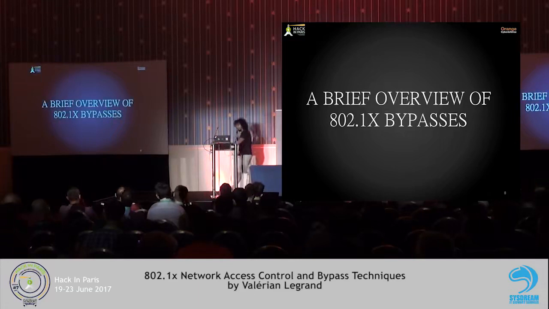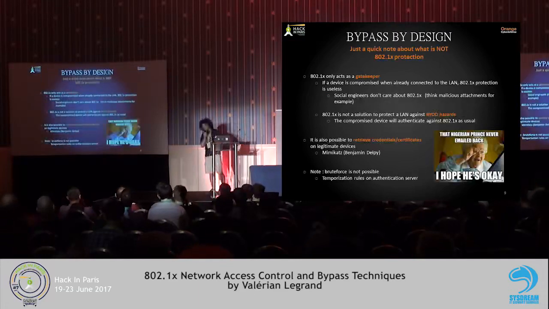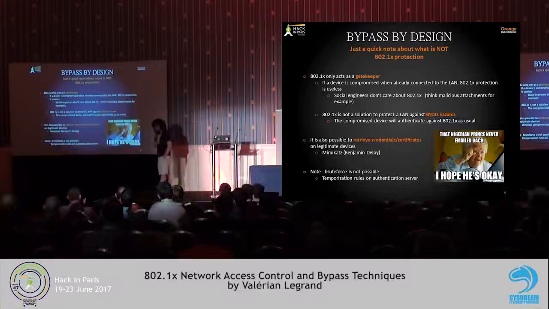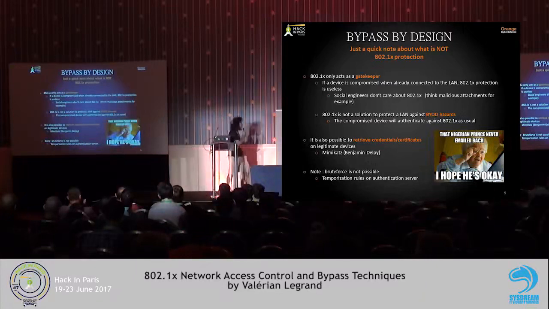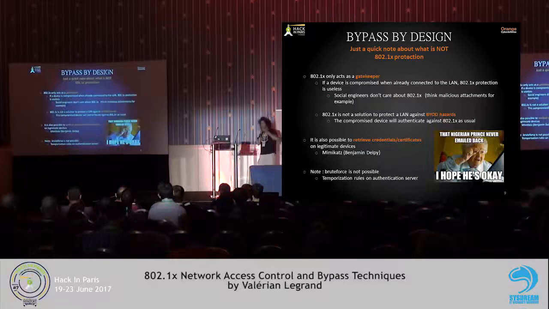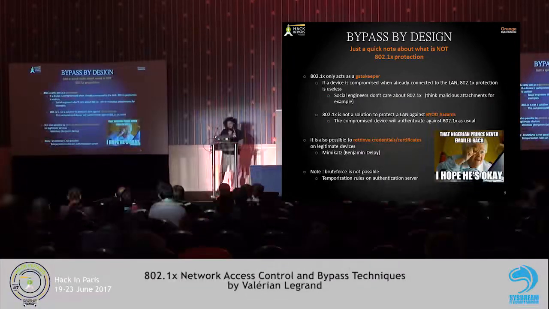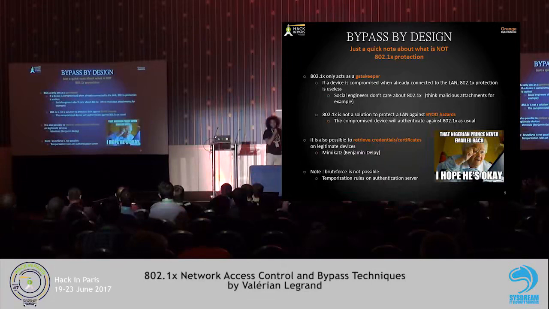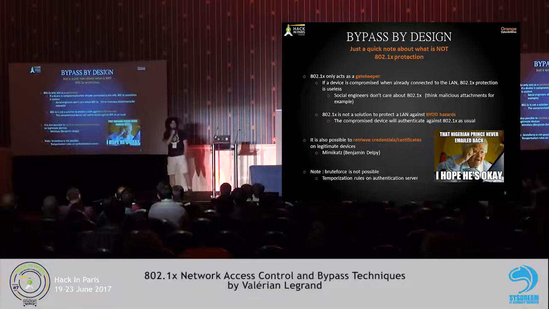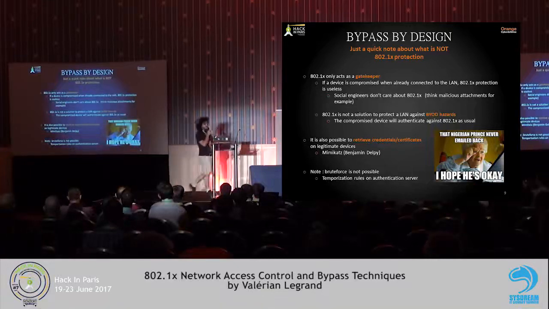First, let's just get things straight. 802.1x protection is not a magic wall that can protect you against everything, meaning that it's just a gatekeeper. If a legitimate device, your workstation for example, gets compromised by, I don't know, that Nigerian prince, I'm sure you've seen it, well, that sucks, basically, because 802.1x is not going to save you. In fact, when you are the target of social engineers, 802.1x is not meant for that. It's not meant to protect you against such attacks.